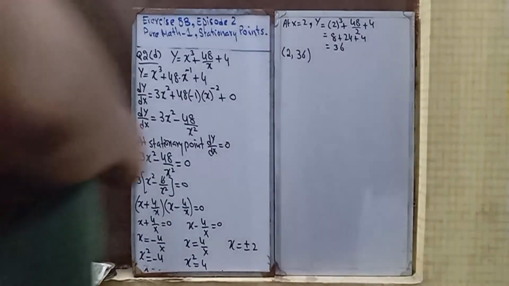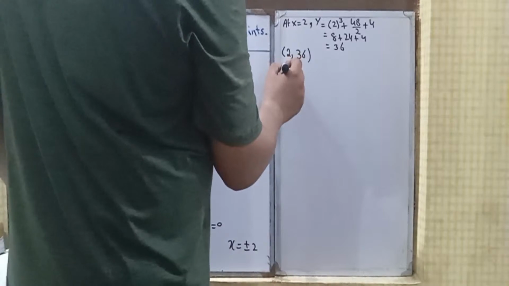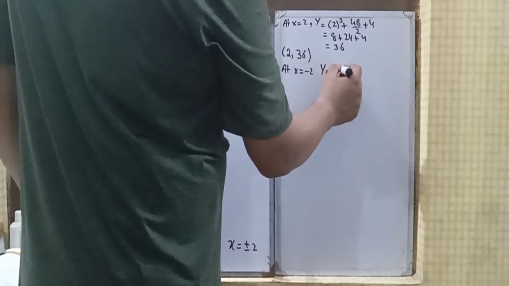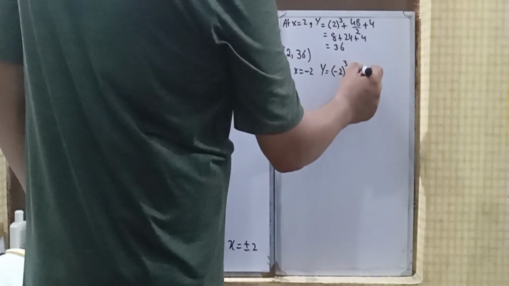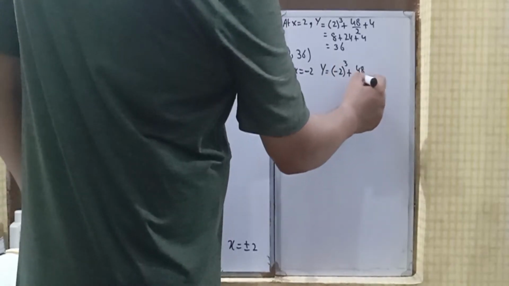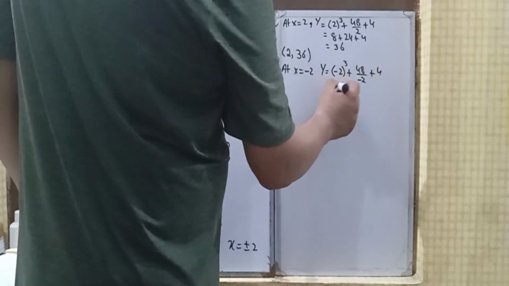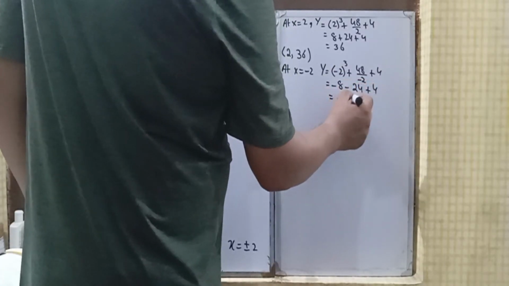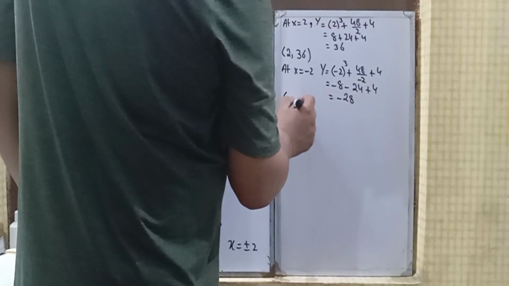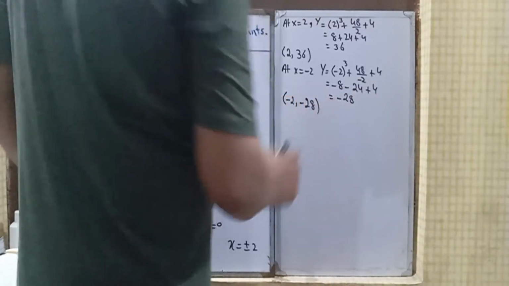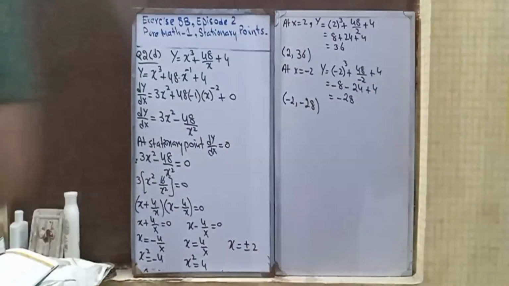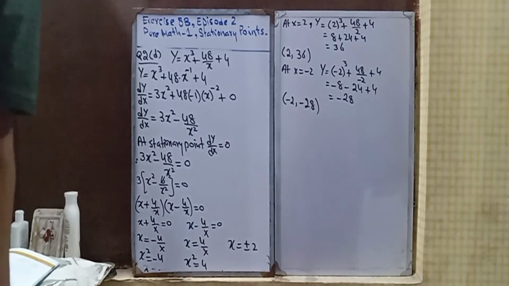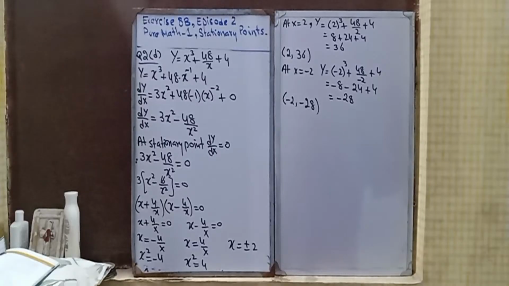Okay. So when x is equal to minus 2, the y will be equal to minus 2 cube plus 48 divided by minus 2 plus 4. So that is minus 8 minus 24 plus 4, so that is minus 28. So you will have minus 2 comma minus 28. So this is my second stationary point. So there are two stationary points: one is 2 comma 36, the other one is minus 2 comma minus 28.